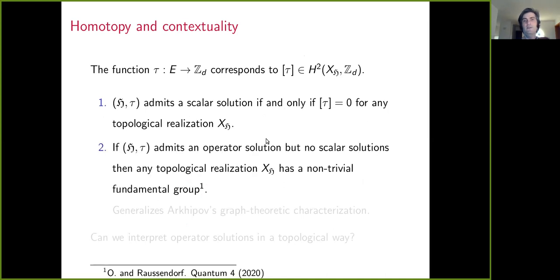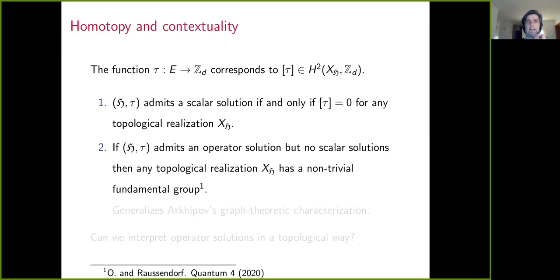And even more interestingly, you can say something that relates to the homotopy groups of the space. So if this linear constraint system admits an operator solution but no scalar solutions, that means it's contextual, then any topological realization has a non-trivial fundamental group. So you have these non-trivial loops in the topological realization. If you think of the Mermin examples, you have this torus and you have these two loops which are non-contractible. So this is the essence, the source of the contextuality essentially, and that's in line with this statement.